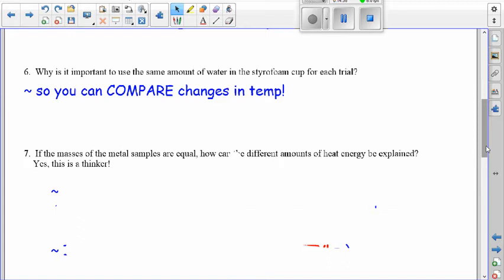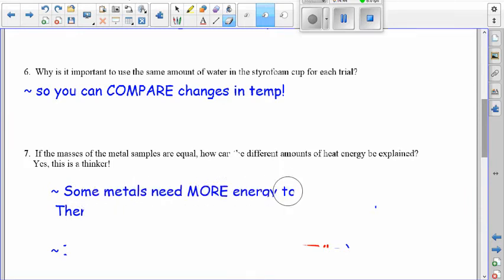Okay. Well, this is what we're going to talk about the rest of the class period today. This idea is that some metals need more energy to heat up. Okay. Some metals need more energy to heat up.